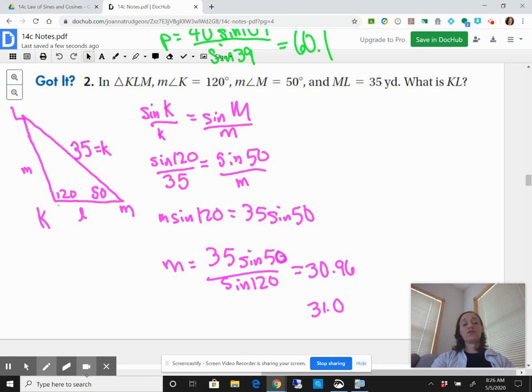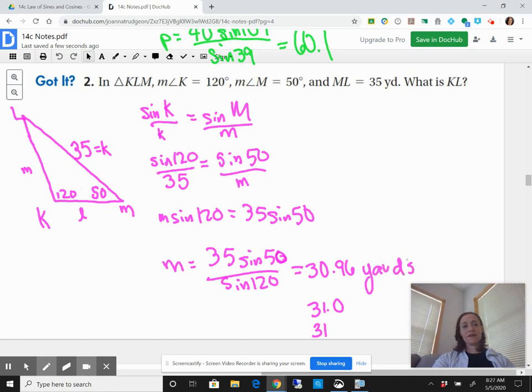What I want to know is KL, but that's the same thing as little m, and that actually is already across from the angle I know. So I don't need to go find angle L here. I know this angle, so that's sine 50 over little m, which is the same thing as KL. Cross multiply them, and then I divide by the sine 120, and I get this. Throw that whole thing in your calculator. If you're rounding to the hundredth, that's 30.96. If you're rounding to the 10th, 31.0. If you're rounding to the whole number, 31. And this was yards.